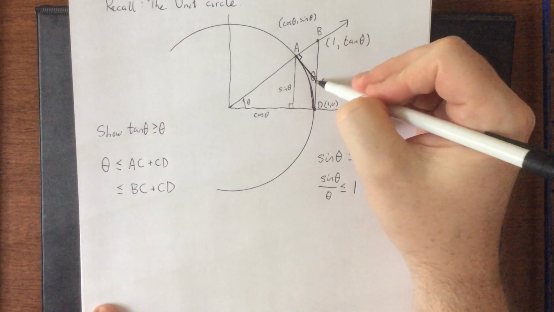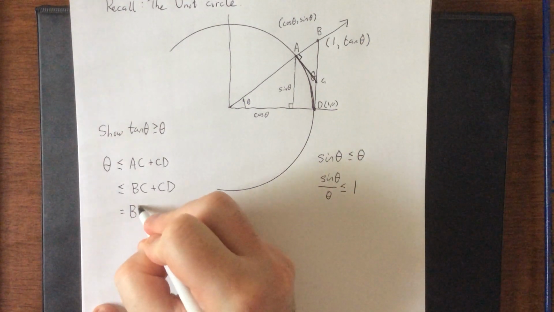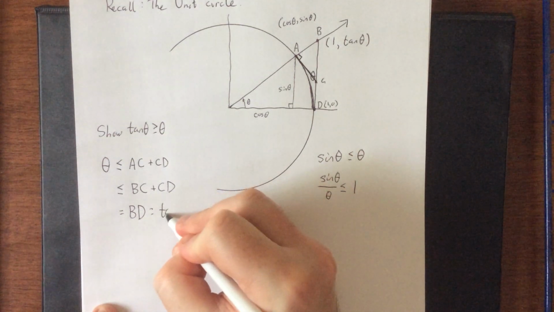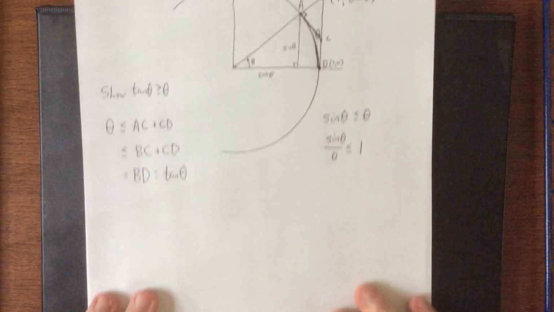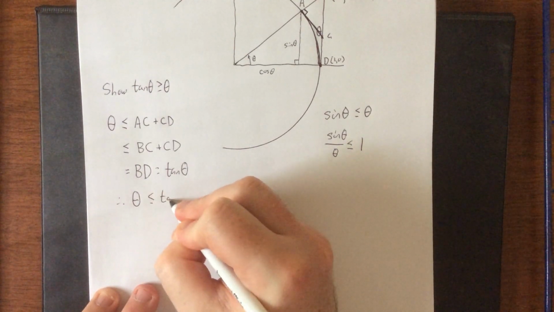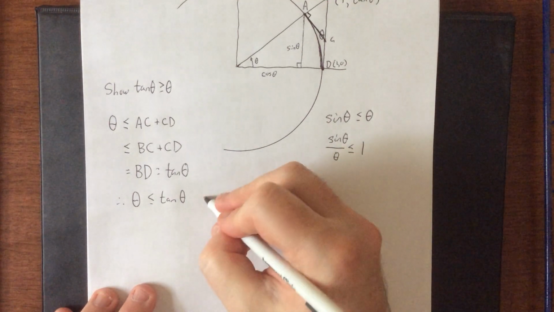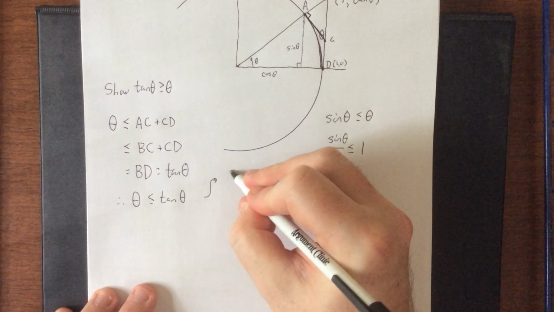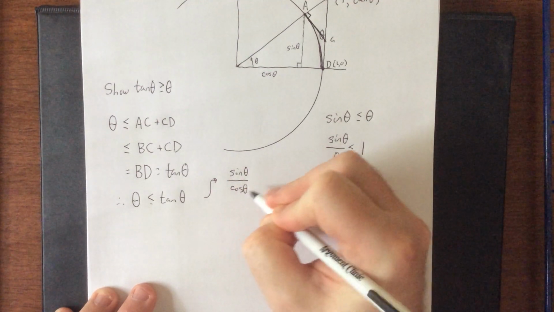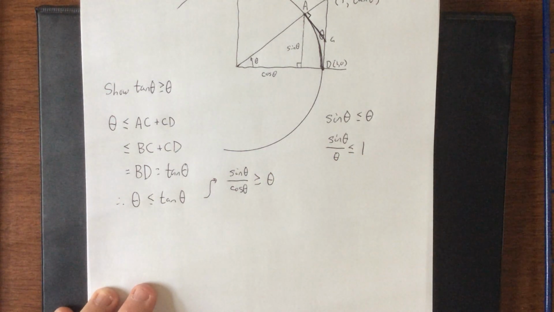Now, BC plus CD is just that line segment, BD. But that line segment BD is also the y-coordinate of the point up here. So put it all together, and we have just shown that theta is less than or equal to the tangent of theta. Now, using some identities and flipping the inequality around, this means that the sine of theta divided by the cosine of theta, that's the tangent of theta, is greater than or equal to theta.